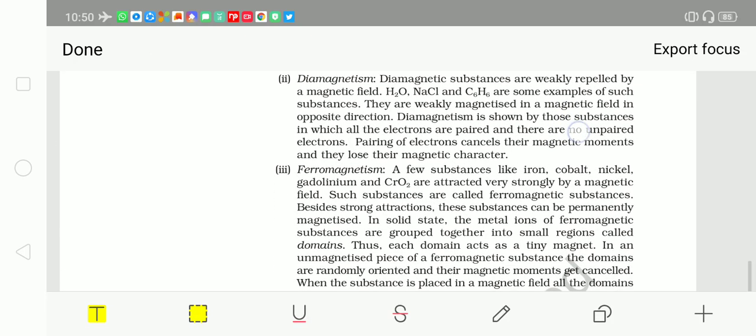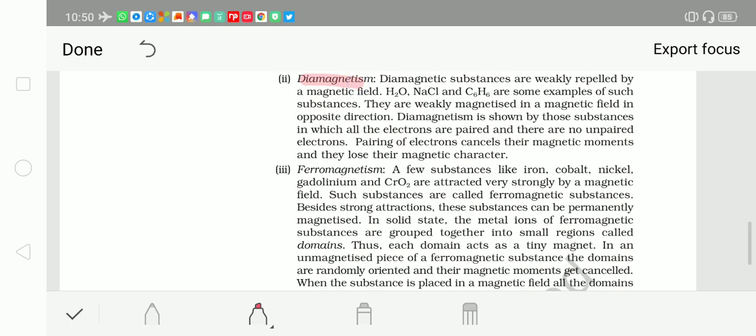Now next one is diamagnetism. They are substances which are weakly repelled by the external magnetic field. For example, H2O, NaCl, C6H6. So these are the examples. Why are they weakly repelled? Because they don't have any kind of magnetic property; in this kind of material all the electrons are paired, there are no unpaired electrons. If all the electrons are paired, the magnetic moment of one electron is cancelled by the magnetic moment of another electron, because the spins of both electrons are opposite to each other. So they are diamagnetic materials.